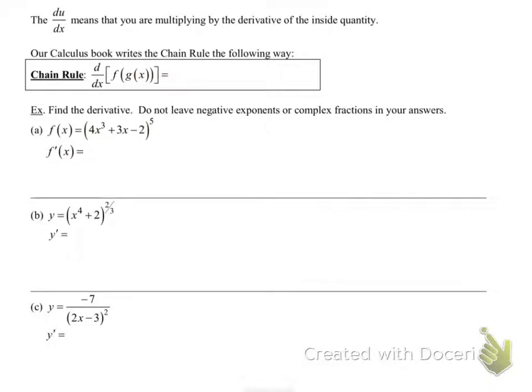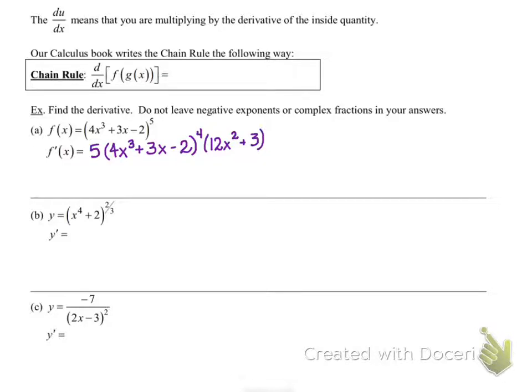We're going to find the derivative, and do not leave negative exponents or complex fractions in your answers. Okay, so all I've done right here is I have taken the derivative of the outer function: take the power down, subtract 1 from the power. Once you've done that, you need to take the derivative of the inner function, take the power down, subtract 1 from the power, and voila, you are done.